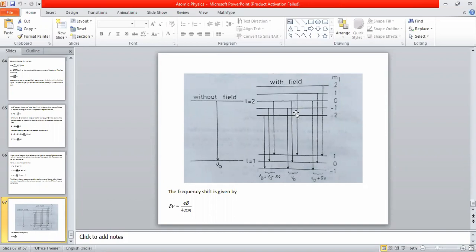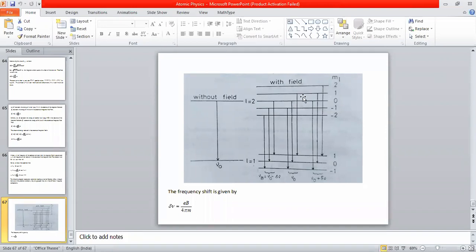The remaining ones I will explain later. So observe the first line: from L is equal to 2 with ml -1 to L is equal to 1 with ml -1, that is -1, -1. So delta ml is 0. Similarly it can make a transition from 0 to 0, so delta ml is 0. And from +1 to +1, again delta ml is 0. So all these three lines together constitute only one spectral line.